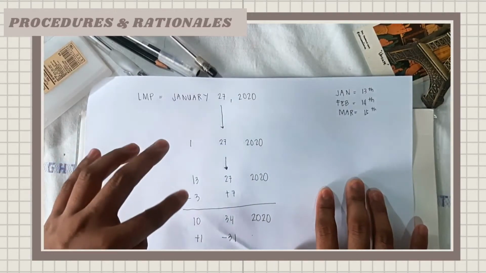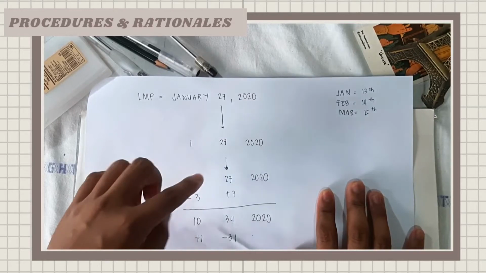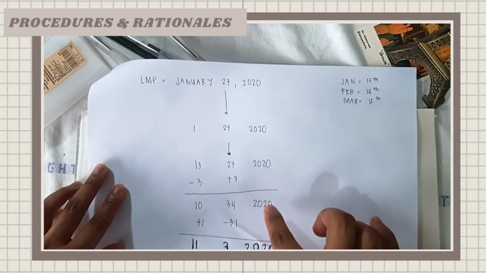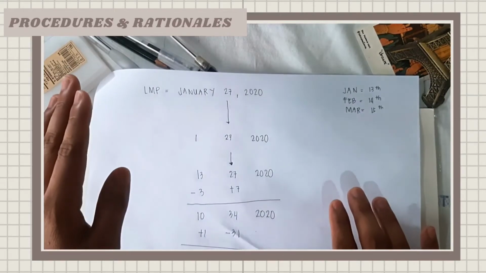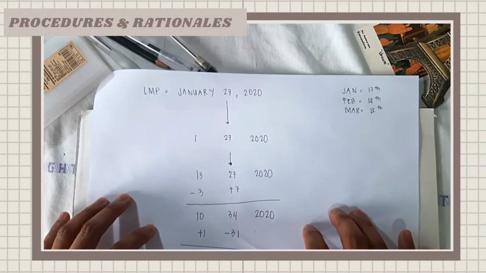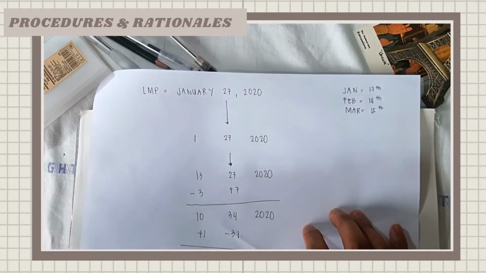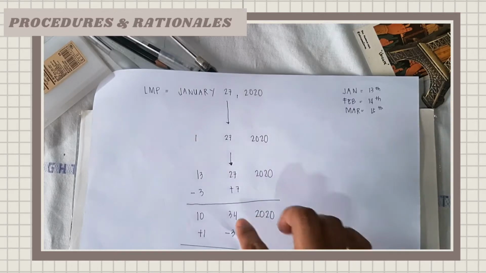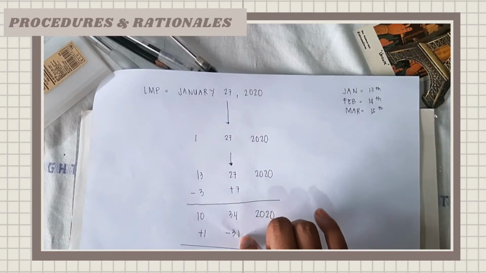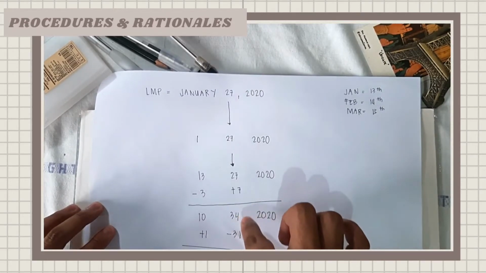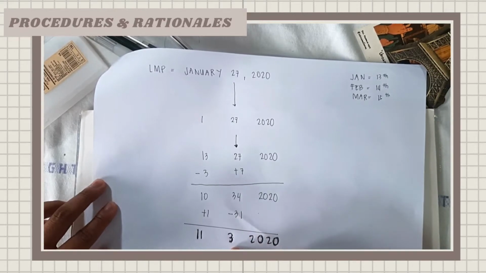So 13 minus 3 is 10. So 27 plus 7 is 34. So copy 2020 because as I have said, January to March, you have to retain the year. Now, 10 is the month of October. So October has only 31 days. So we have to subtract 31 days to 34. So 34 subtract 31 is 3.